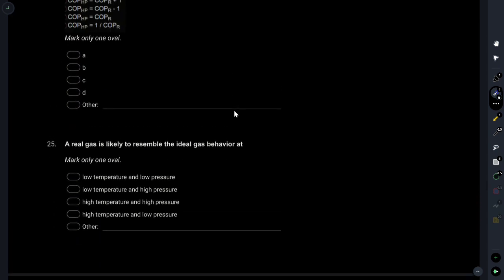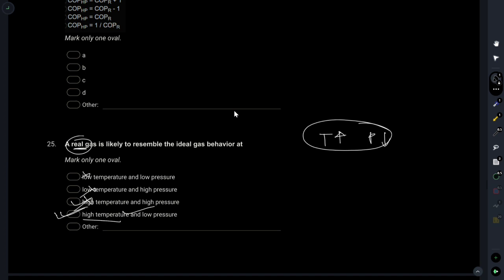Next, a real gas is likely to resemble ideal gas behavior at which condition? So when can we treat real gases as ideal gases? We can treat them so when the temperature is high and pressure is very low. Let us check other options. Low temperature, no. High temperature and high pressure, again no. High temperature and low pressure, so option D will be the correct answer.